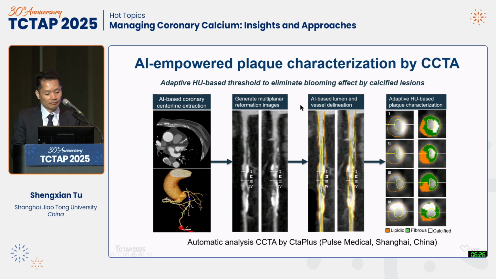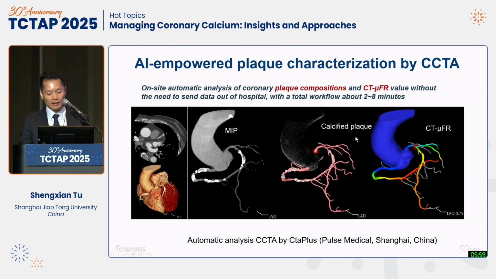So we developed methods to adjust this calcium blooming by adaptive Hounsfield unit-based thresholds. So the software can automatically delineate all the plaque composition, and then using the adapted Hounsfield unit-based plaque calculation, you can calculate the different plaque compositions, like lipid in yellow, fiber in green, and calcium in white. So this is now also commercially available.